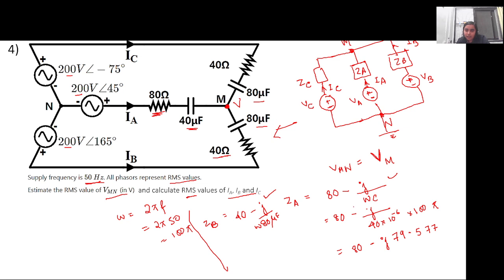So you see, if I take 2 common from this equation, it will be 2 into 40 minus... taking 2 common means I have to multiply numerator and denominator by 2, so this denominator will become 80, into 10 to the power minus 6 into 100 pi. Are you getting this? So ZA is actually equal to 2 into ZB.